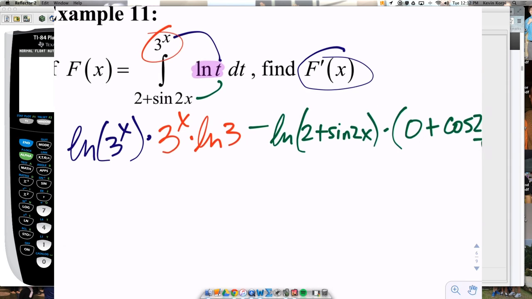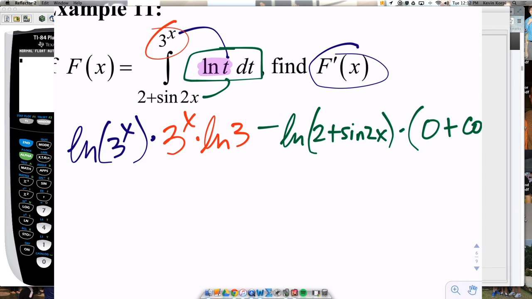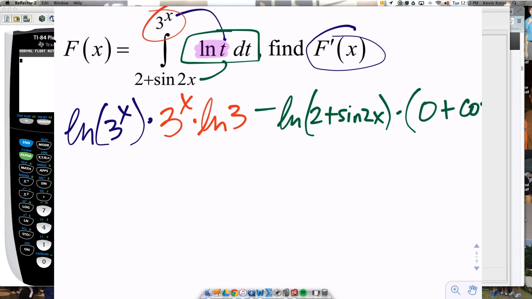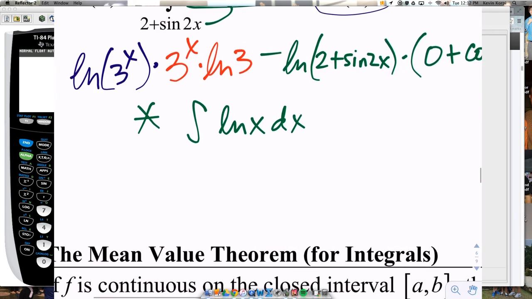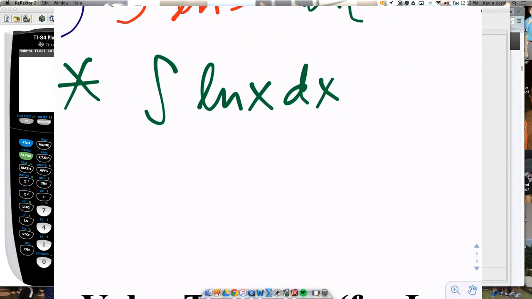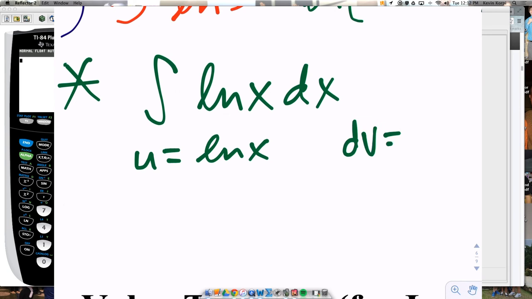All right. You want me to quickly show you the natural log's derivative or antiderivative? Just kind of a preview of coming attractions because we have some little bonus time right here before lunch. If you have to find the antiderivative of the natural log of x with respect to x, here's what you're going to do. You're going to let u equal the natural log of x. It's kind of like u substitution. And you're going to replace dx with dv. What's dv? Well, it's the derivative of v.